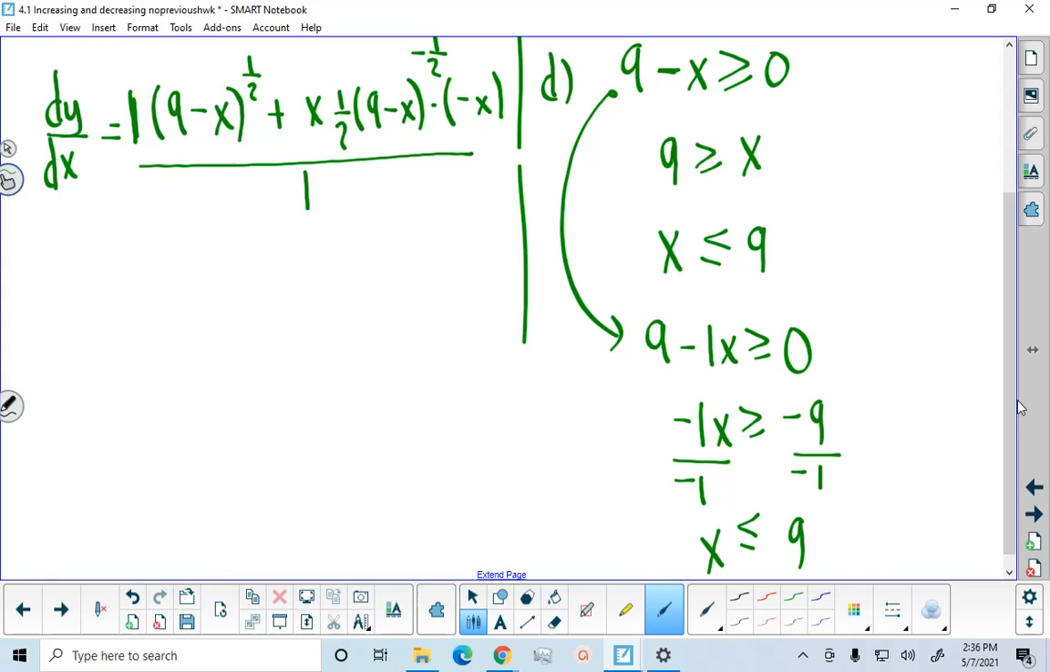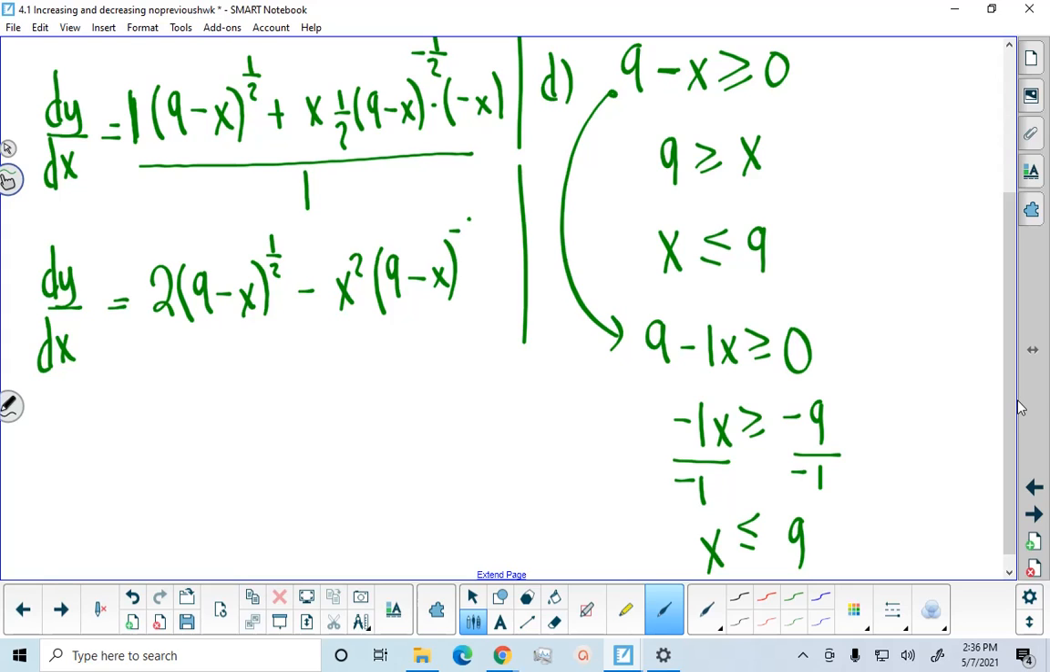I've seen some of you factoring a fraction out. That gets complicated. You can do it if you like, but I'm going to multiply top and bottom by 2, and if I do that, this first term becomes 2 times 9 minus x to the half. The second term becomes negative x squared times 9 minus x to the negative half. And the bottom becomes 2.